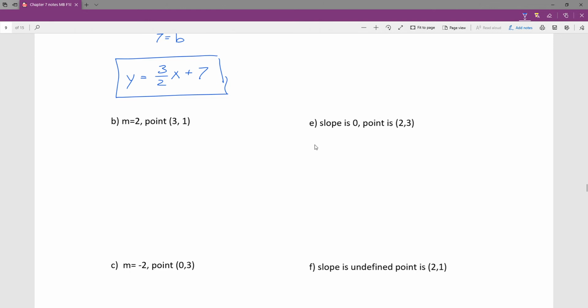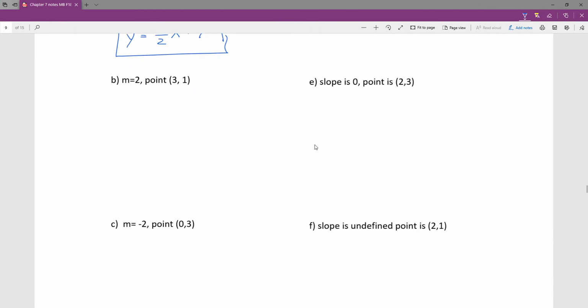So b down below, this one says that I've got an m of 2, I've got an x of 3, and a y of 1. That's the information that's given to me in that ordered pair.